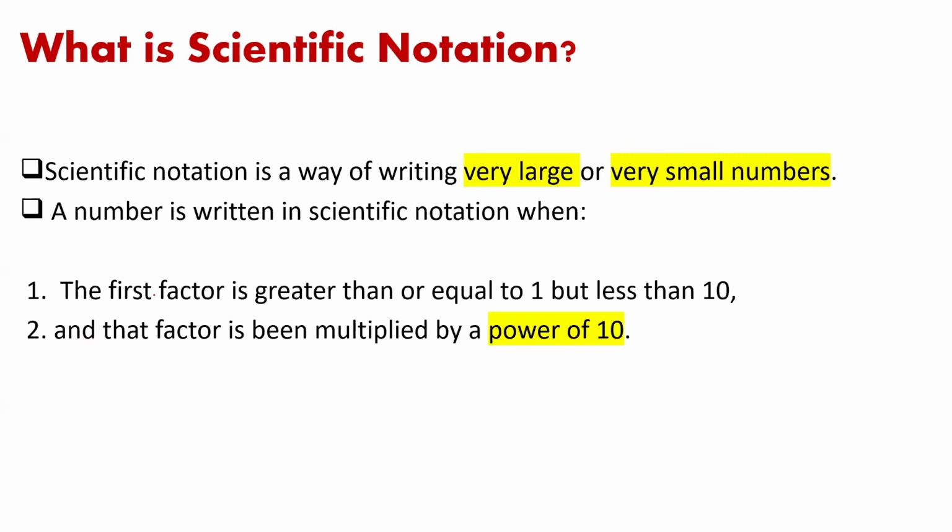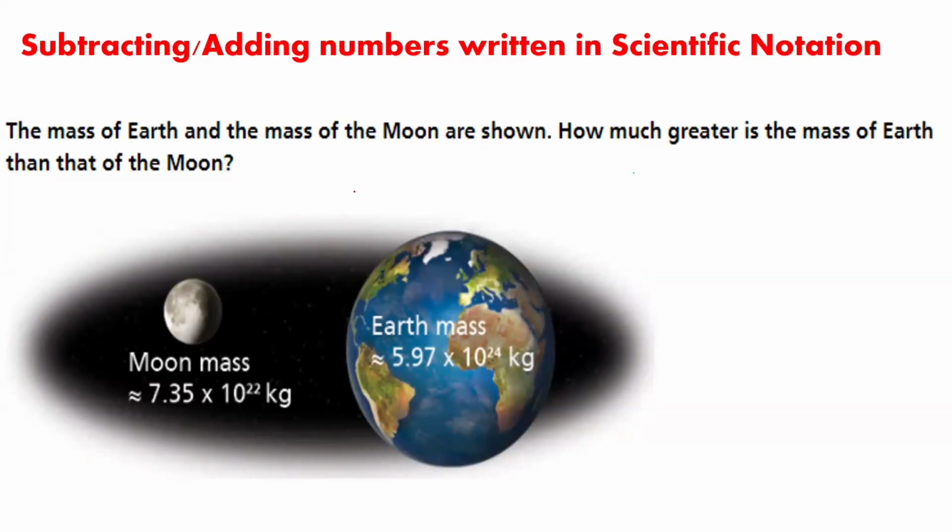One, the first factor in the number must be greater than or equal to 1 but less than 10. And that factor also is being multiplied by what we call a power of 10. We are going to see what we mean by this in our example. Using this example on the screen, it says the mass of Earth and the mass of the moon are shown. How much greater is the mass of Earth than that of the moon?